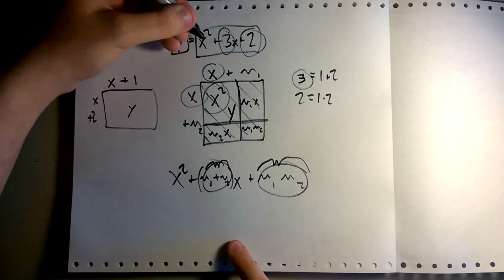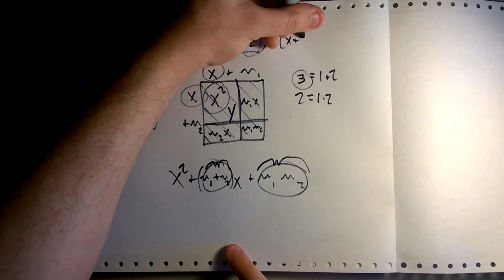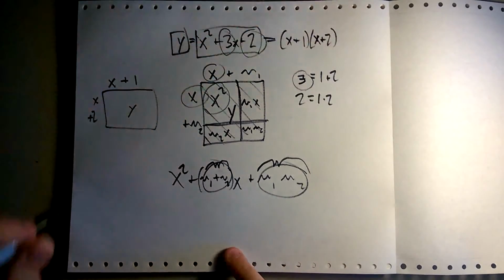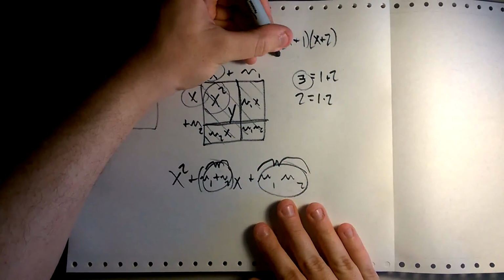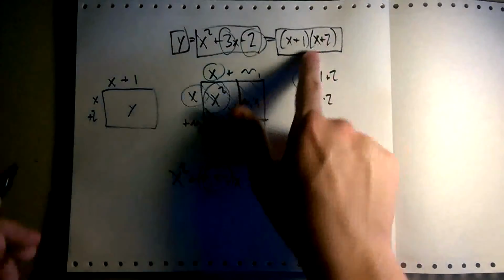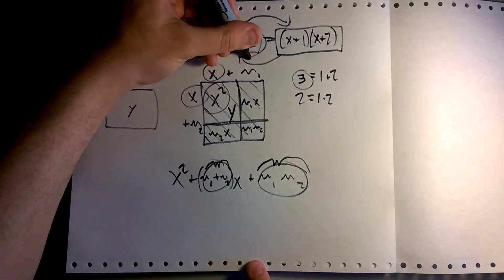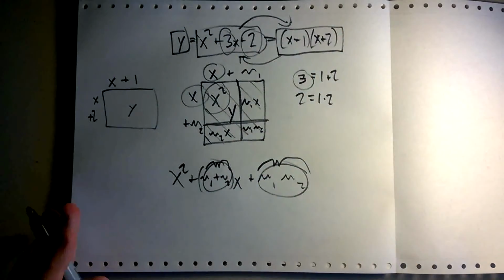So we can say that this is the same as multiplying x plus 1 by x plus 2. So this is basically half of algebra for you, this whole thing right here, just decomposing these to go this way. Now the easy part is going this way, the hard part is going this way. Because sometimes things aren't this simple.